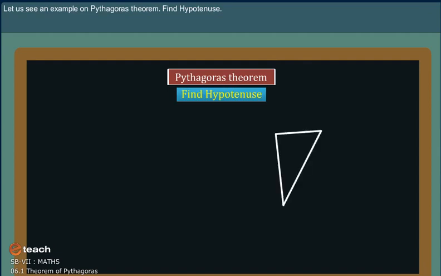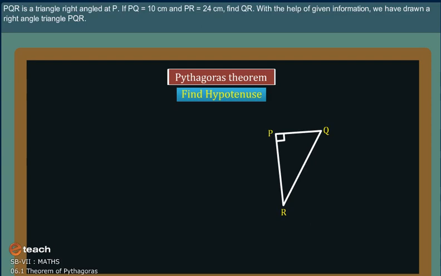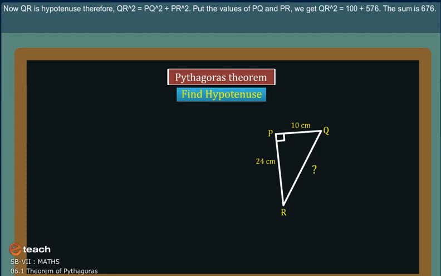Find the hypotenuse. PQR is a triangle right angled at P. If PQ is equal to 10 centimeters, PR is equal to 24 centimeters, find QR. With the help of given information, we have drawn a right angled triangle PQR. Now, QR is the hypotenuse. Therefore, QR square is equal to PQ square plus PR square.